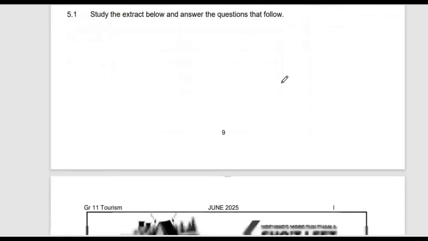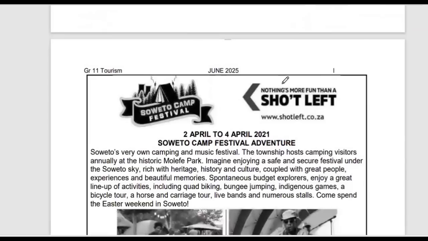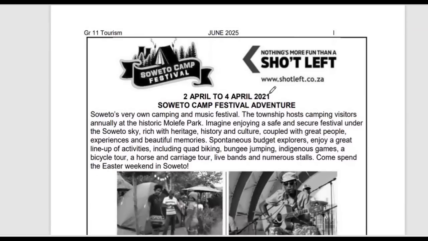Study the extract below and answer the questions that follow. Nothing is more fun than a short left. The 2nd of April to the 4th of April 2021, Soweto Camp Festival Adventure. Soweto's very own camping and music festival. The township hosts camping visitors annually at the historic Mofolo Park.